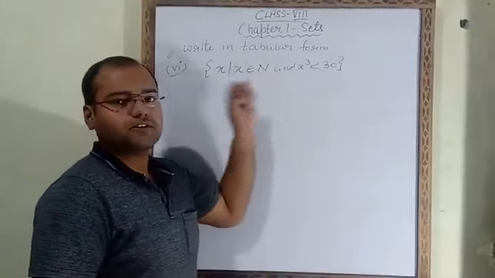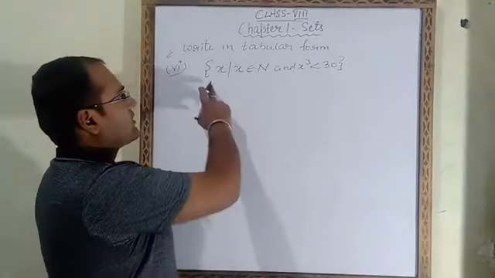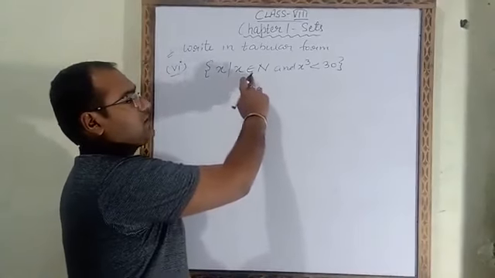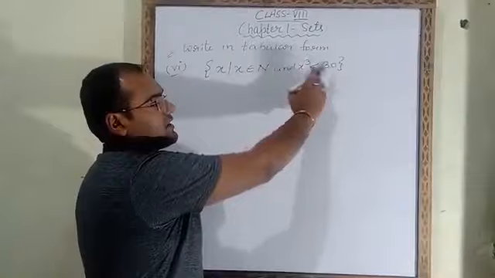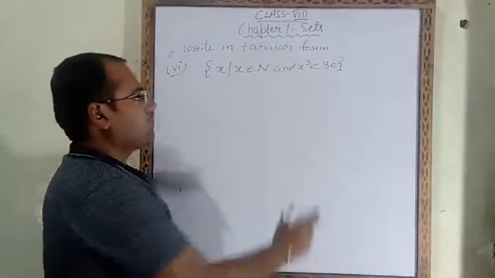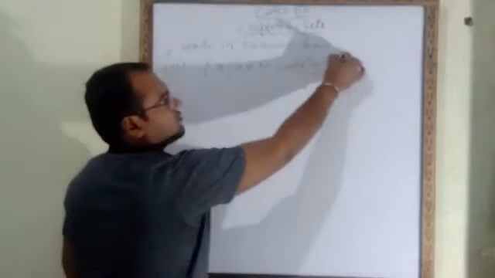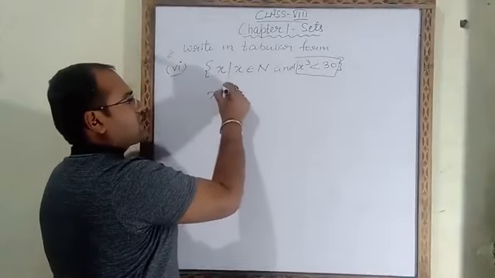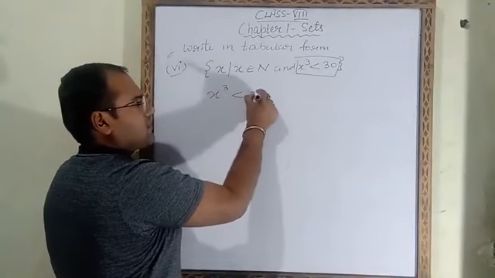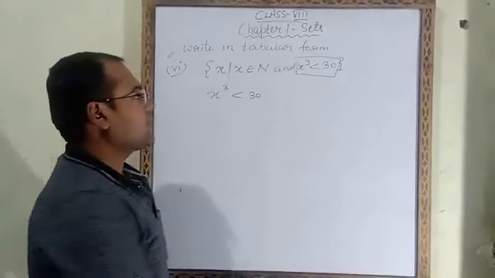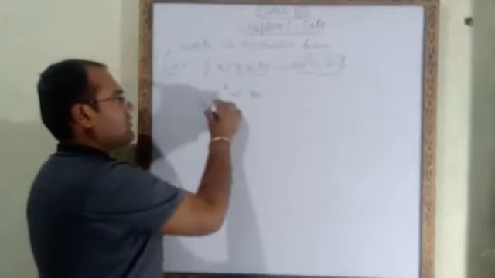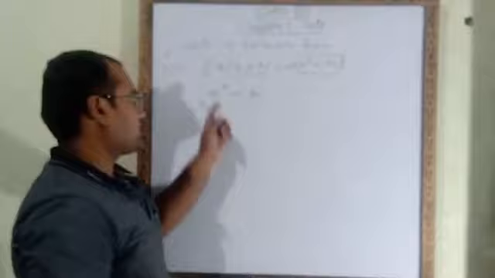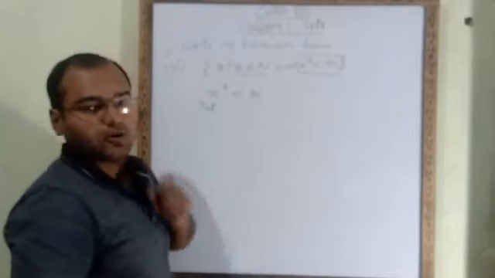Now see part number 6. x such that x belongs to natural numbers and x cube is less than 30. So we will solve it. We have to use this condition here: x cube is less than 30. Now what do we have to do? Here it is given that x belongs to natural numbers, so we will put all the values of x, and those values should be natural numbers only.